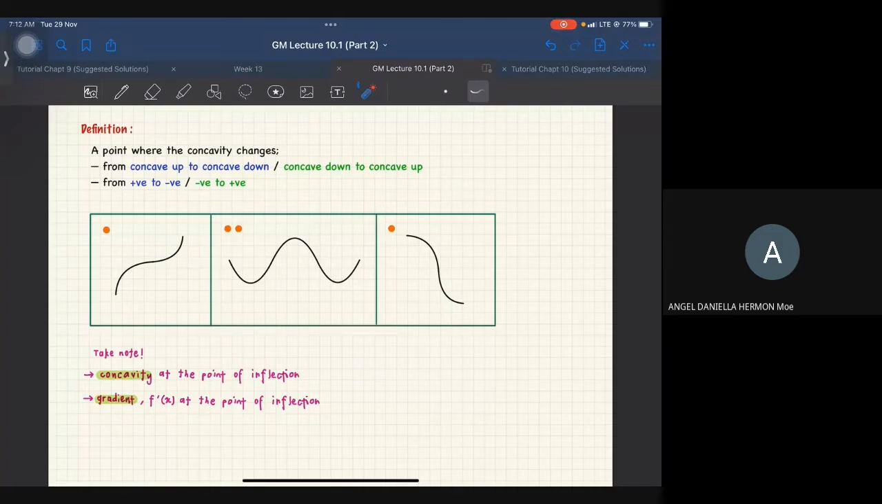Sekejap, someone forgot to mute their mic. Can you check your mic, everyone? Okay, thank you.